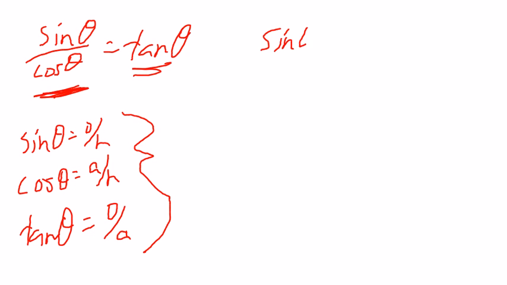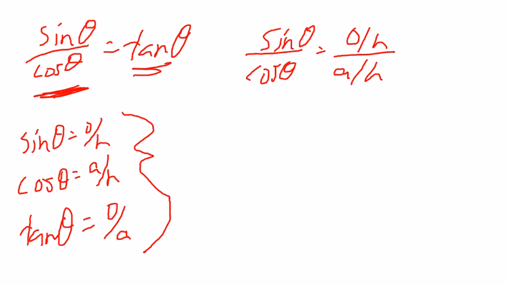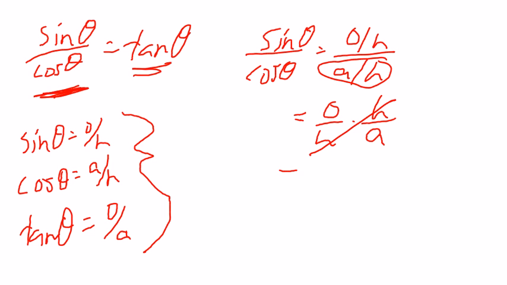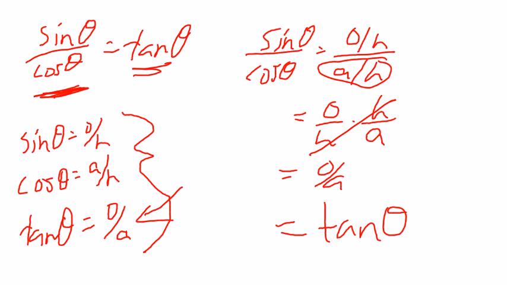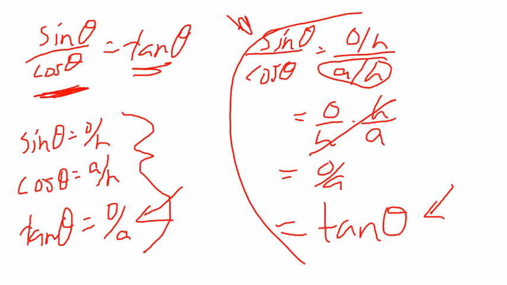So sine theta over cosine theta is equal to O over H over A over H. I got to divide by a fraction, so it's really O over H times H over A. I multiply by the reciprocal of what I'm dividing by, that. Notice the H's cancel, gives me O over A. O over A is tan theta, so that's equal to tan theta. Notice I started with this and I ended with this, so I'm showing that they're true by doing this equals all the way up through. So that right there is a legitimate proof for that one. That's all.